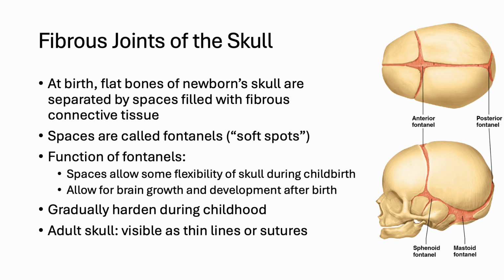At birth, the bones of the skull are not fully fused. Instead, flat bones are separated by soft areas filled with a fibrous connective tissue known as fontanelles, or soft spots. These fontanelles provide flexibility during childbirth, allowing the infant's skull to compress slightly as it passes through the birth canal. They also permit rapid growth in early life. Over time, the fibrous tissue ossifies and the fontanelles close, leaving behind sutures, which are thin immovable lines where bones have fused. In adults, these sutures firmly lock the cranial bones together, offering maximum protection of the brain.